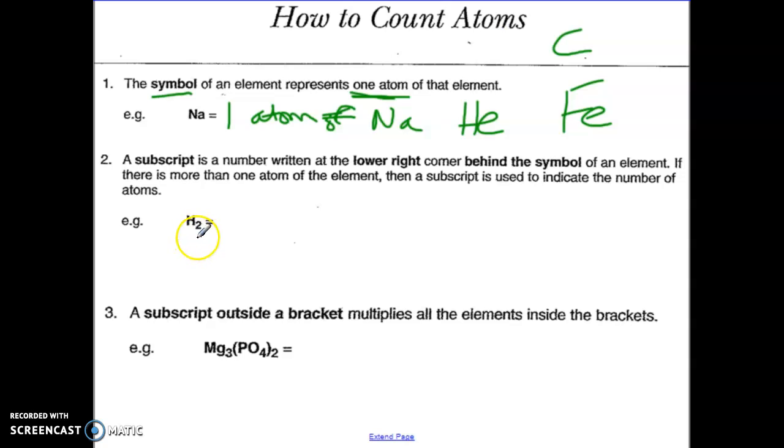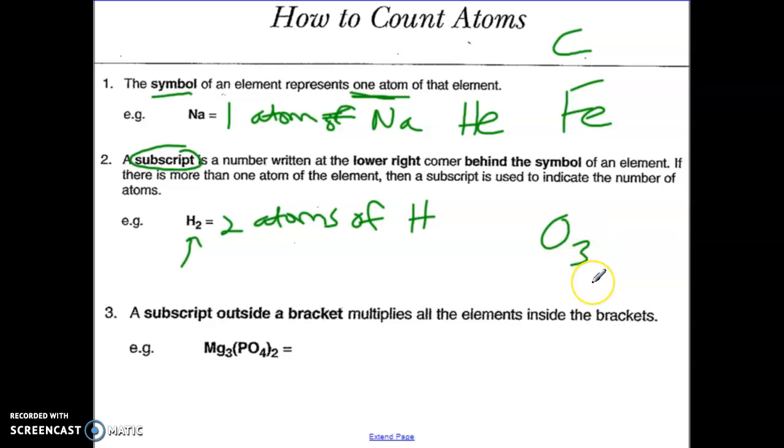Now the small numbers, and we've seen this a bunch along the way, small numbers are called subscripts, okay? So it's always in the lower right-hand side of the element symbol. So whatever that number is indicates how many of that element that we have. So for example, H2 means we have 2 atoms of hydrogen, right? If I have O3, that means there are 3 atoms of oxygen.